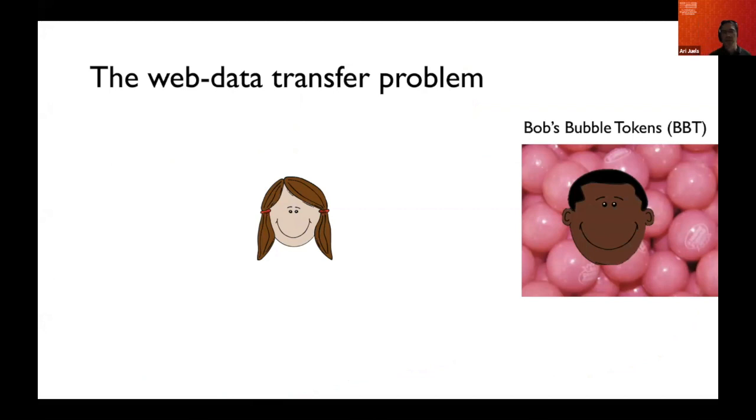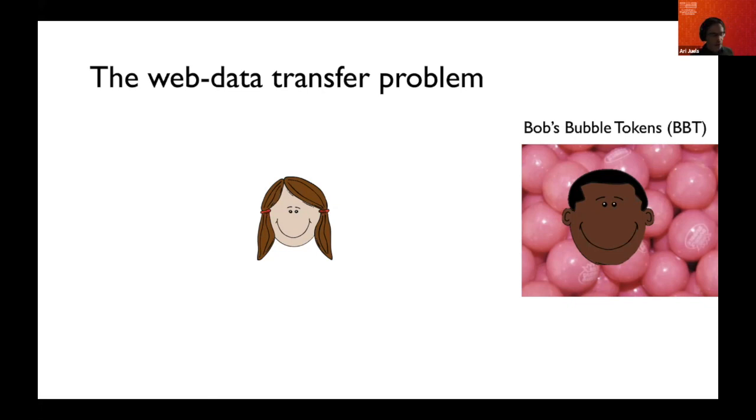Deco takes aim at a problem that I'll call the web data transfer problem. I'll give you a hypothetical scenario to describe the problem. Let's suppose that Bob has some new token, Bob's bubble token, that he would like to offer for sale. But he wants to make sure that people are buying his token responsibly. So he requires that anyone participating in his ICO demonstrate that she or he has assets of at least $5,000.